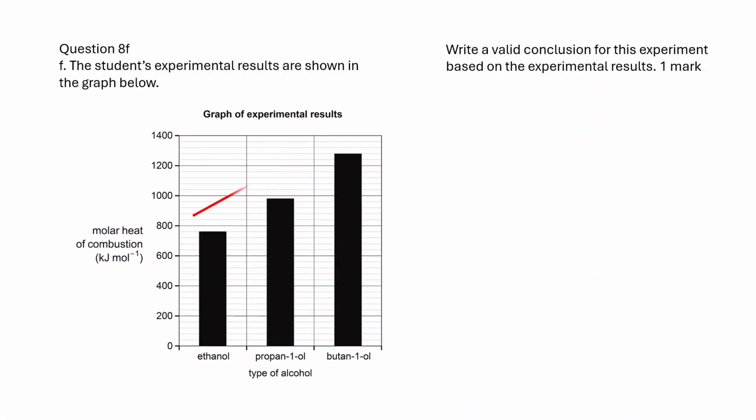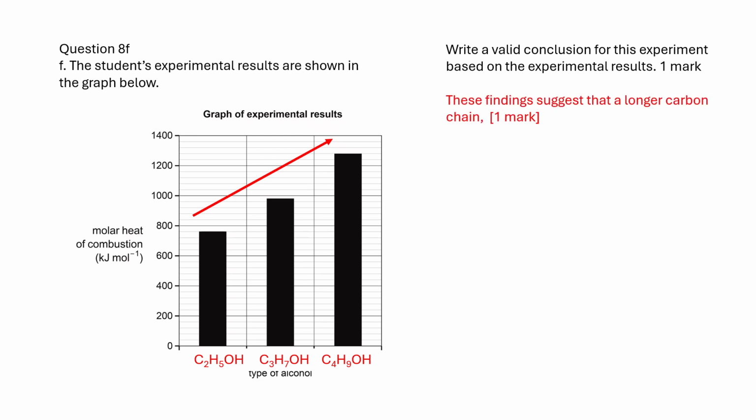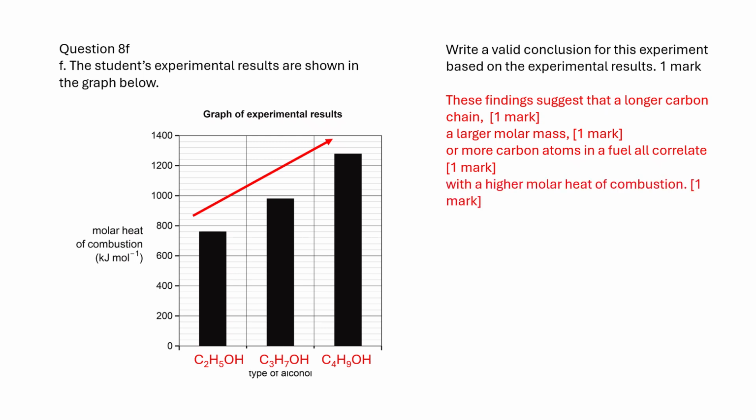The results, presented as a histogram, clearly show that the molar heat of combustion increases from ethanol to butane-1-ol. This trend aligns with the increasing carbon chain length from ethanol to butane-1-ol. These findings suggest that a longer carbon chain, a larger molar mass, or more carbon atoms in a fuel all correlate with a higher molar heat of combustion.